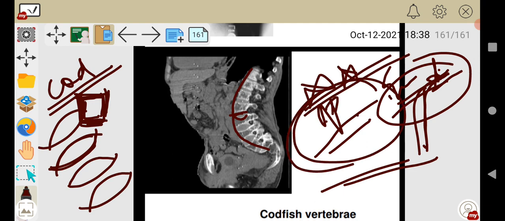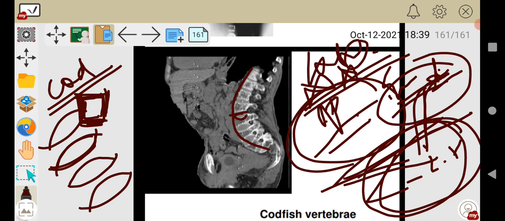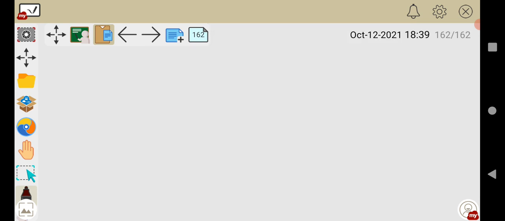Osteoporosis, T score is very important. T score is less than minus 2.5. If it is less than minus 1, it is osteopenia. In osteoporosis, T score is less than minus 2.5 and all lab values are normal. All lab values normal. Okay. And see the vertebra, this, right? That's why it's called codfish vertebra or fish mouth vertebra. Chalo, next.